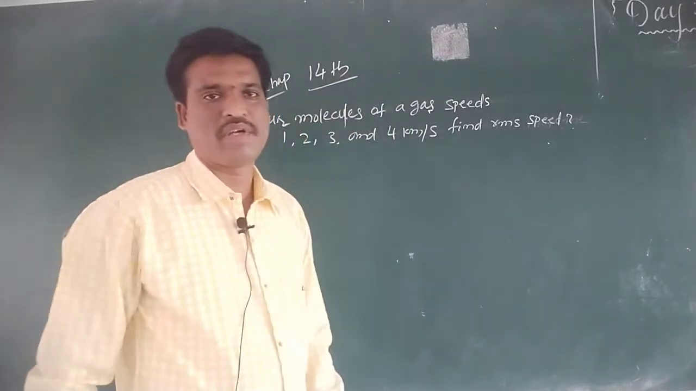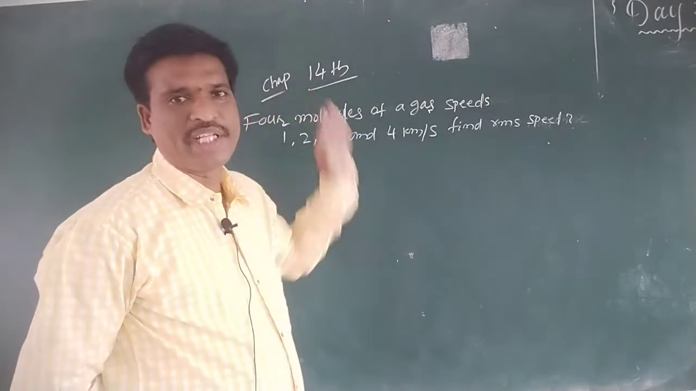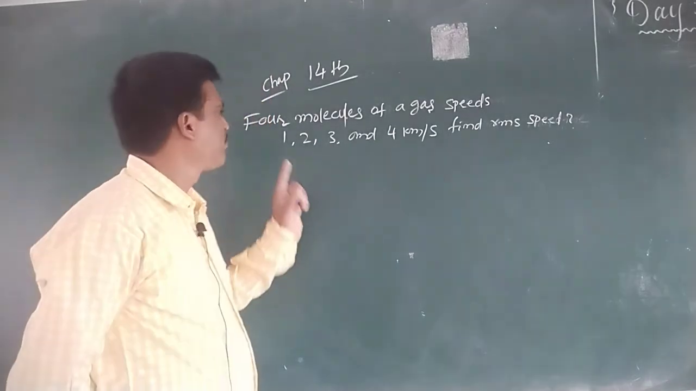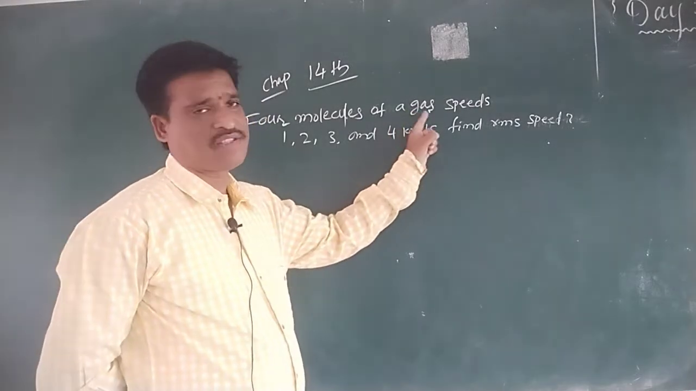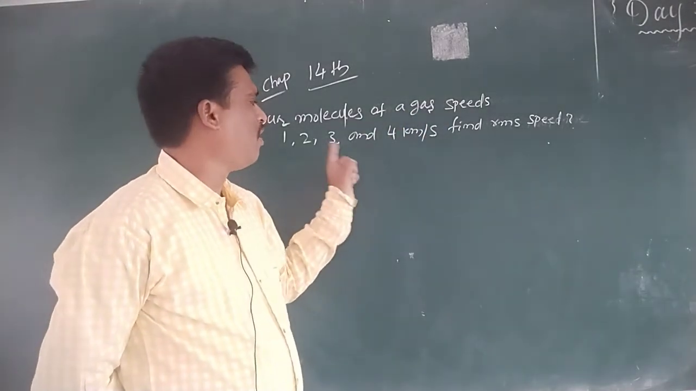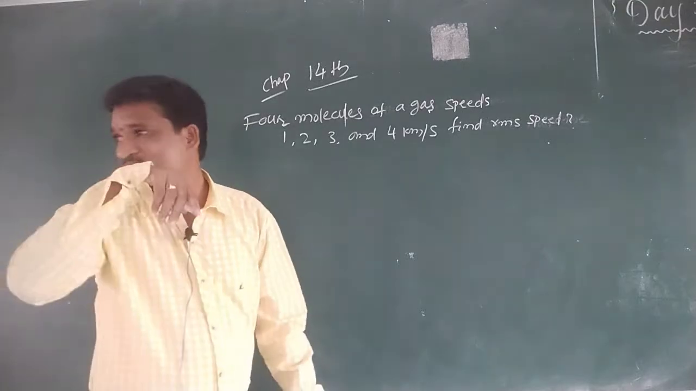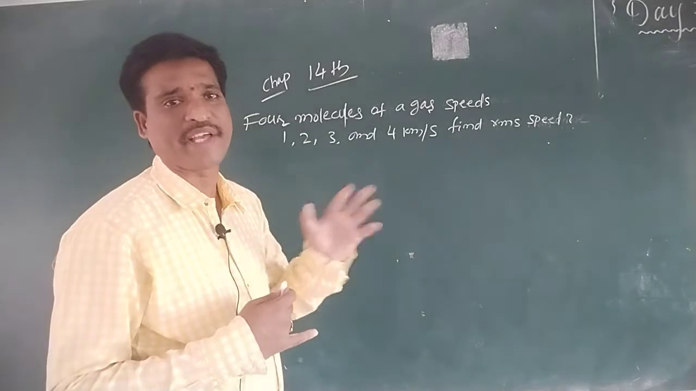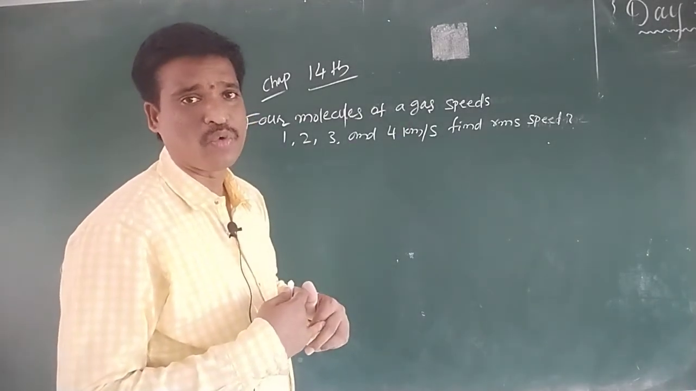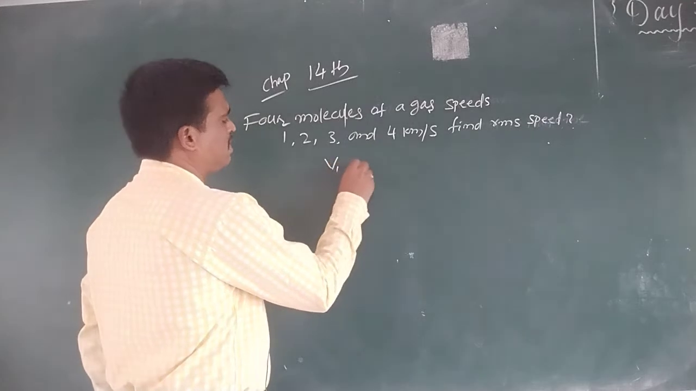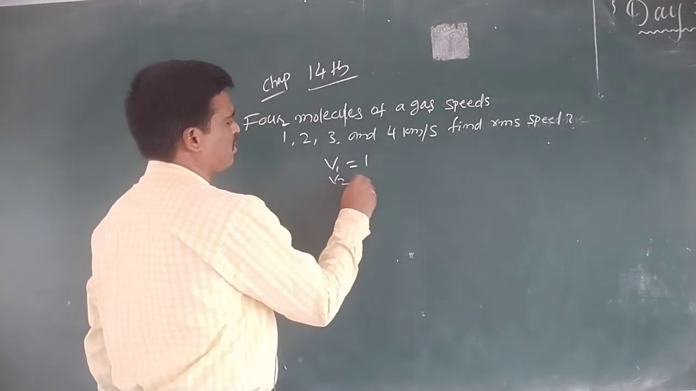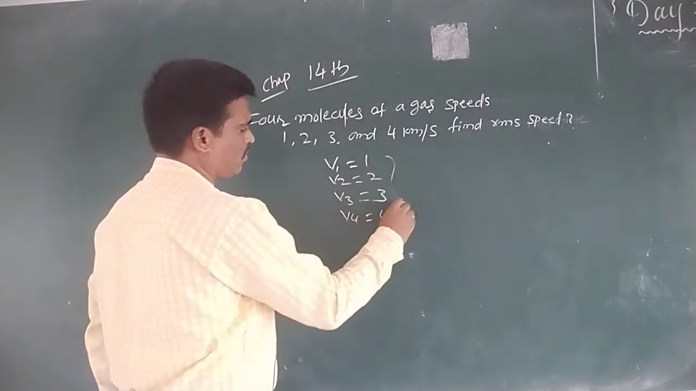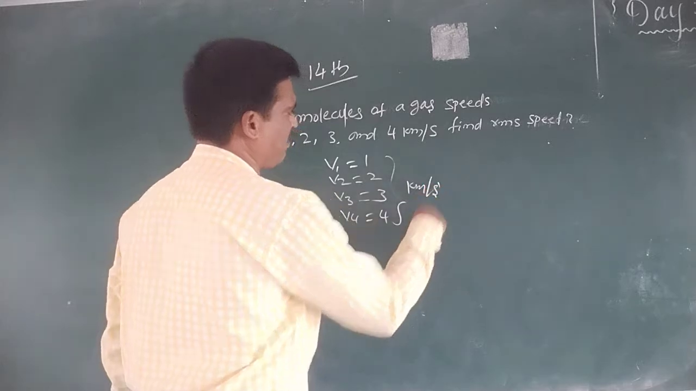Our next problem is from chapter number 14, kinetic theory of gas. Here, the speeds of 4 molecules of a gas are given: 1, 2, 3, and 4 kilometer per second. We have to find the RMS speed. RMS means root mean square. V1 is equal to 1, V2 is equal to 2, V3 is equal to 3, V4 is equal to 4.